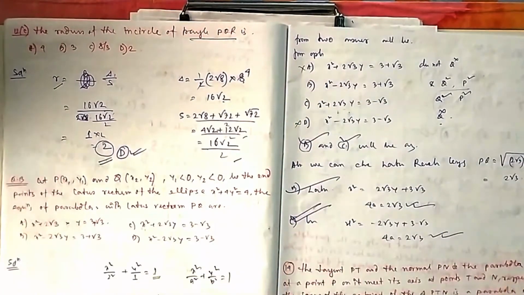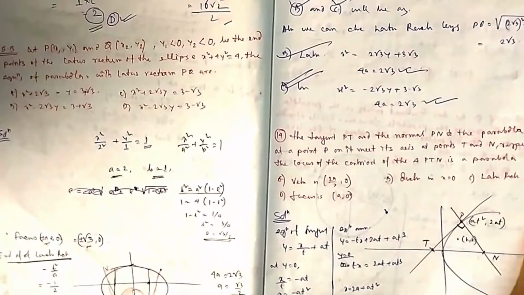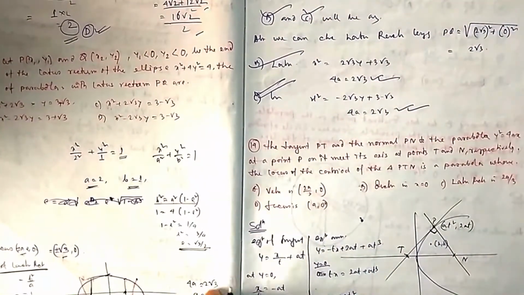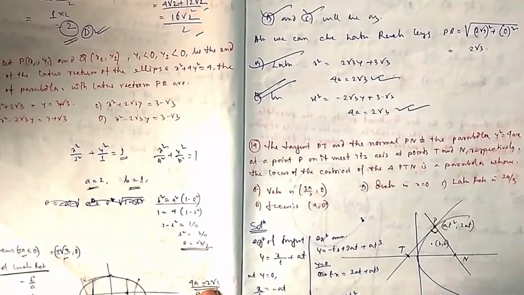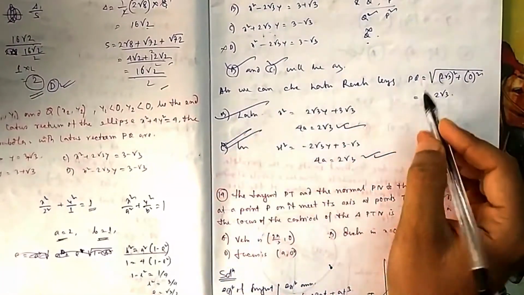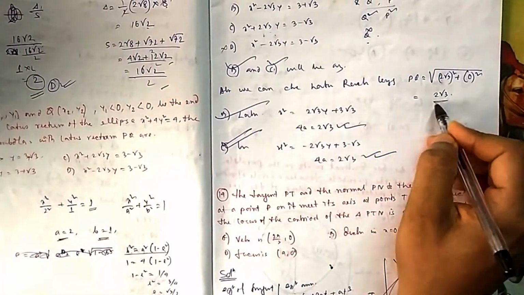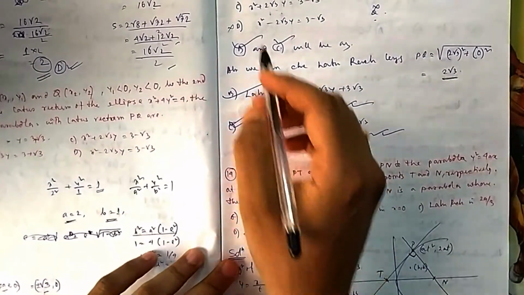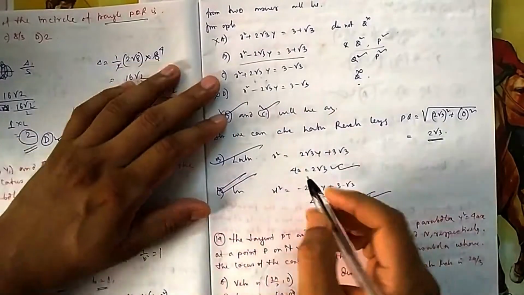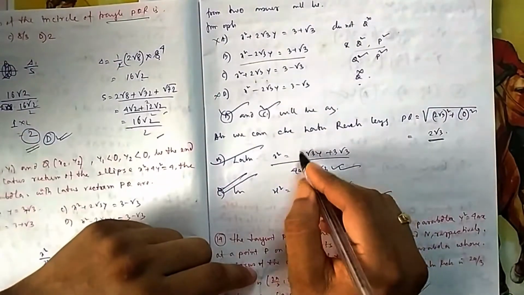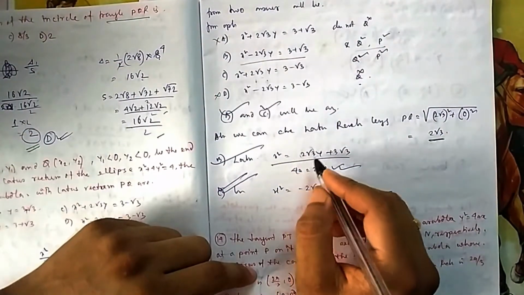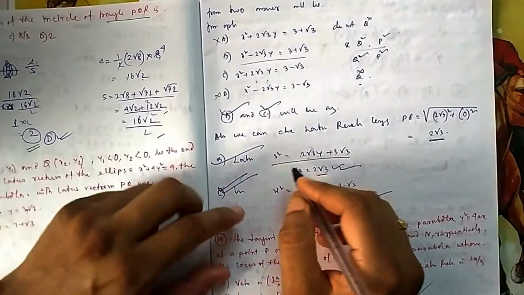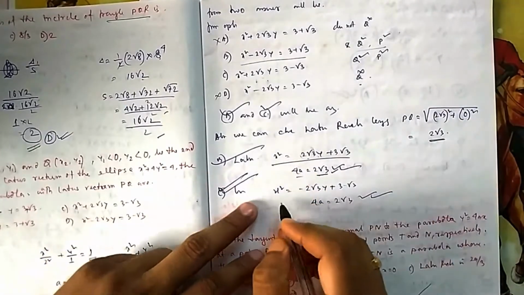So out of B and C, you have to see whose latus rectum is equal to 2√3, that is, 4a is equal to 2√3. So if you come to B, with the latus rectum we have calculated 2√3. We have seen this distance is 2√3. Let us see what is the latus rectum of option B. This is the parabola of this one. So what is the latus rectum? This becomes 4a, this is 4ay. So 4a is equal to 2√3. So for B, the latus rectum is 2√3.